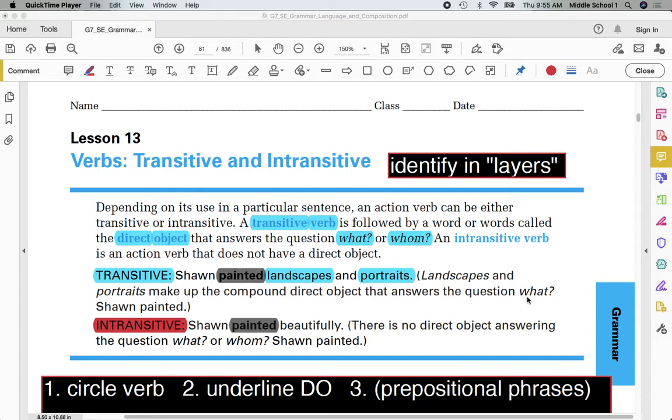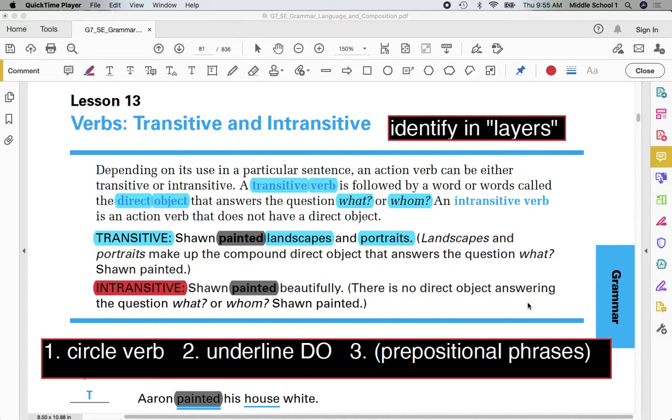Again, I want you to think in layers. Now, not every sentence is going to have a direct object. What will we call it? Intransitive. Not every sentence has prepositional phrases. But if they do, I want to pick them out, because I want you to see that these sentences become much shorter if there are prepositional phrases. Follow with me, please.